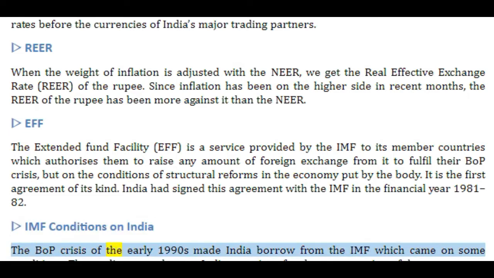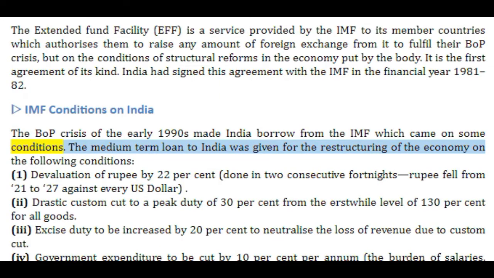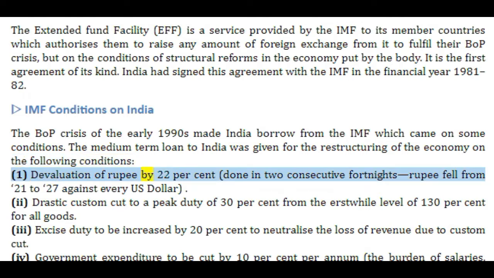The BOP crisis of the early 1990s made India borrow from the IMF, which came on some conditions. The medium-term loan to India was given for the restructuring of the economy on the following conditions. 1. Devaluation of the rupee by 22%, done in 2 consecutive fortnights. The rupee fell from 21 to 27 against every US dollar.